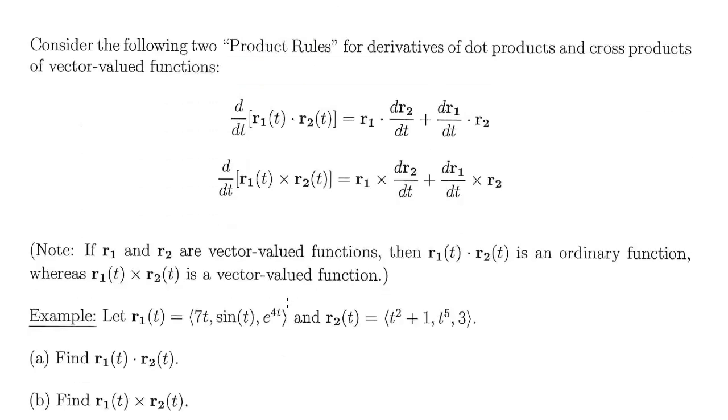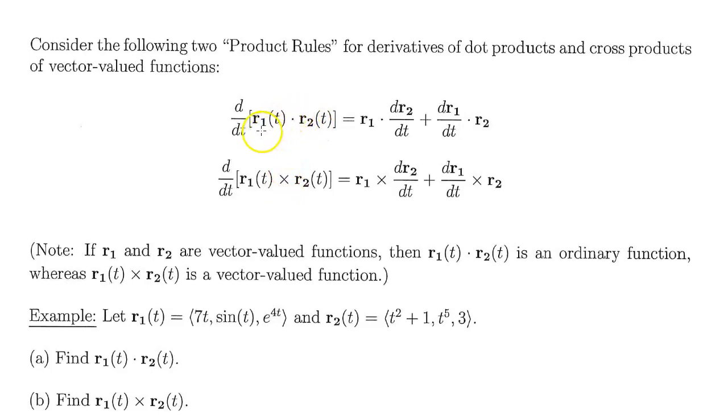Okay, now consider the following two product rules for derivatives of dot products and cross products of vector valued functions. It turns out that just like we have a product rule for the derivative of f times g, a function f times g, if we want to take the derivative, we have to use the product rule. Well, we have a similar product rule for dot products and cross products.